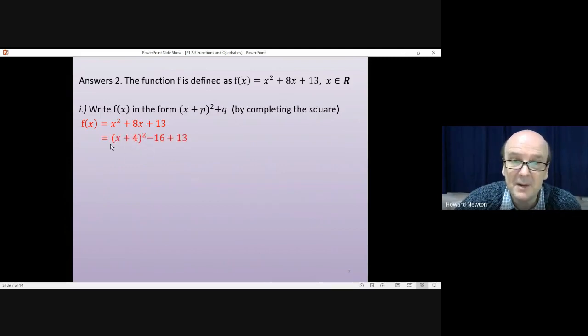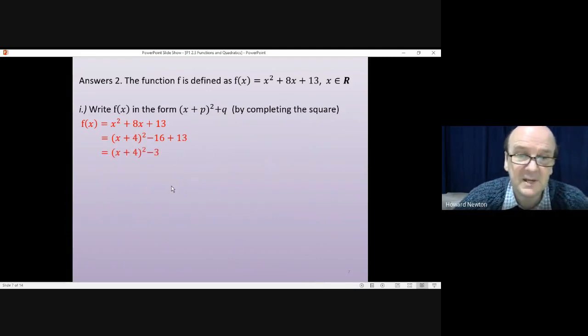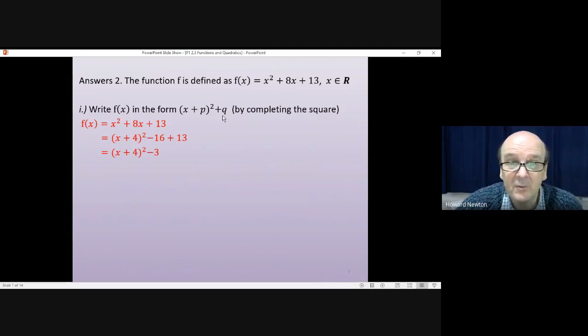Now if I squared that bracket, I would get x squared. I get 4x twice, so I'd also get 8x. Both the first two terms work. I'd also get 4 4s. 4 4s are 16. I don't want that 16, so I need to take it away. I do want the 13, so I need to add that on. Tidying that up would give me x plus 4 squared minus 3. That's in that form. So we've now completed part 1.